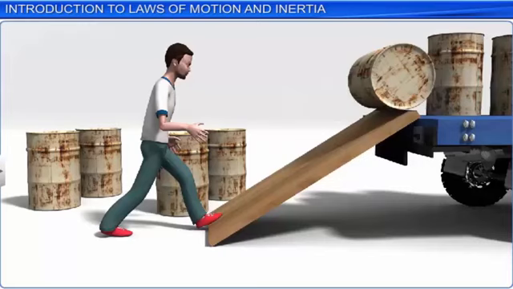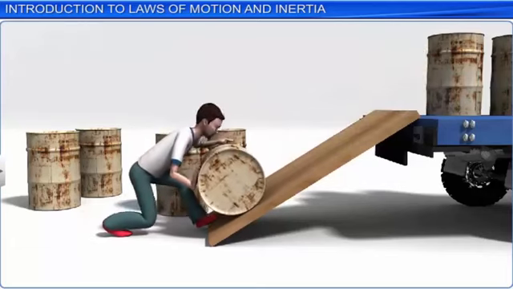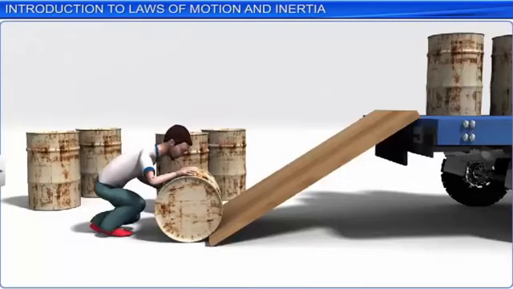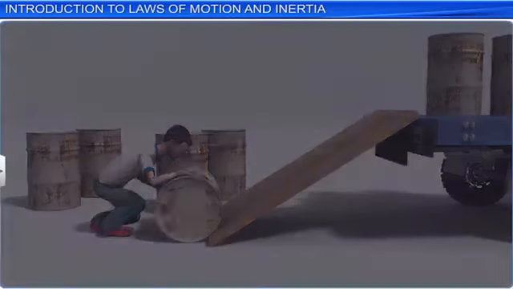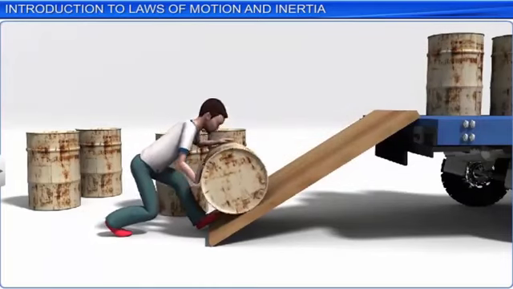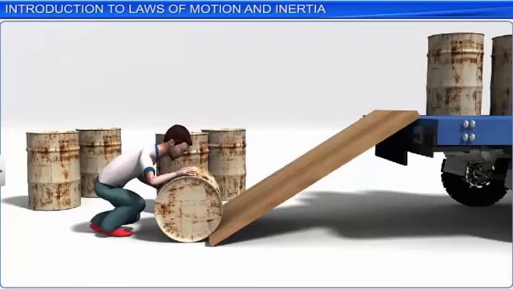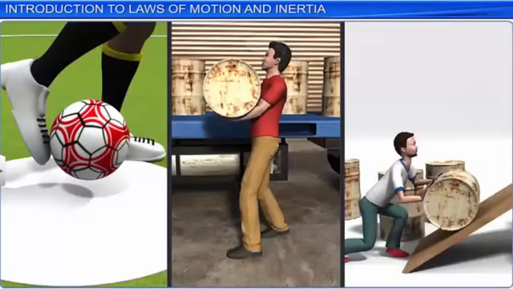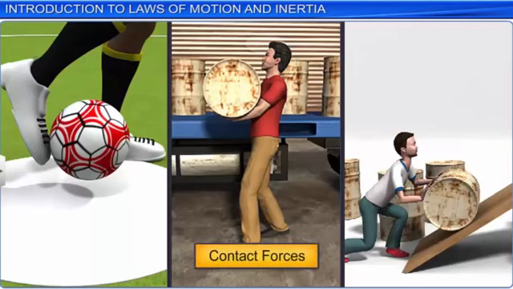Similarly, when a barrel is being unloaded from a truck using an inclined plane, it tends to roll down fast unless its motion is restricted by some opposing force. In this case, the barrel has a tendency to move faster, but is being restricted by a force due to an external agency. In all these examples, the external agency applying the force was in contact with the object in motion. Hence, these forces are known as contact forces.